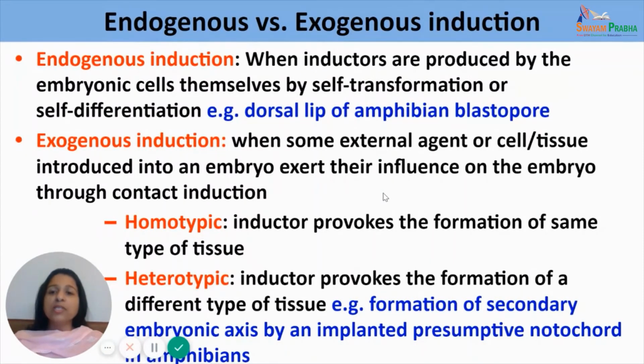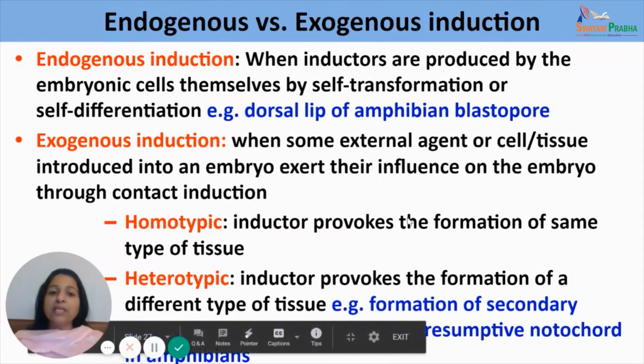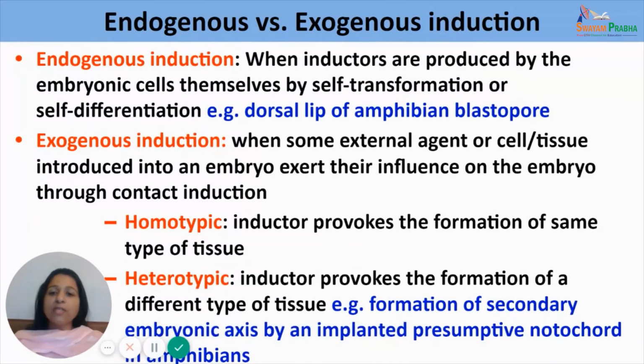Now, this exogenous induction can be homotypic or heterotypic in nature. Homotypic when the inductor provokes the formation of the same type of tissue. Heterotypic when the inductor provokes the formation of a different type of tissue. For example, formation of a secondary embryonic axis by an implanted presumptive notochord in the case of amphibians.